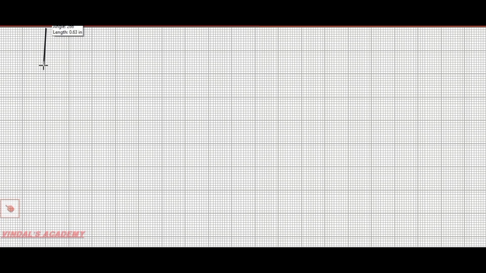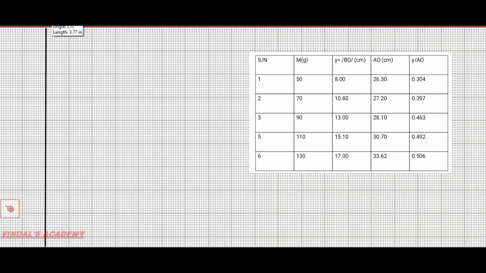Now, this is the graph I'm going to use for the plotting. Let me draw my vertical line. So that is my vertical line. And let me also adjust, remove this cursor and draw my horizontal line. Now I have to go up a little to draw it.